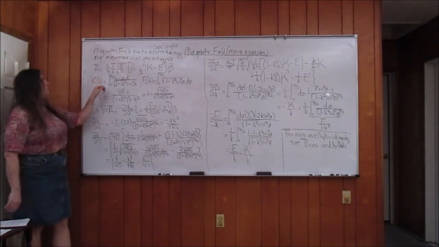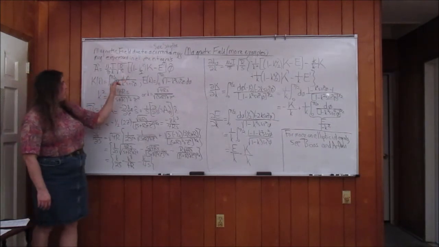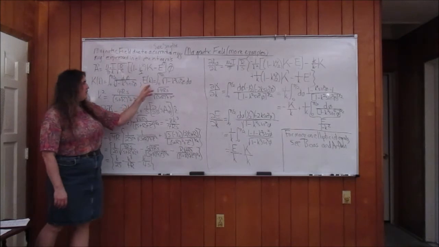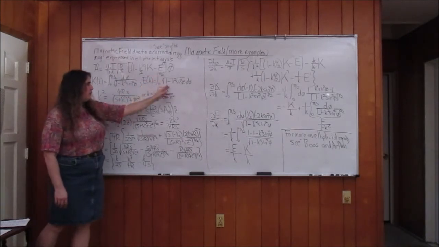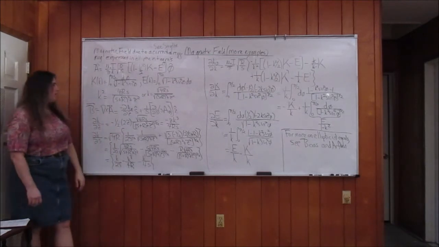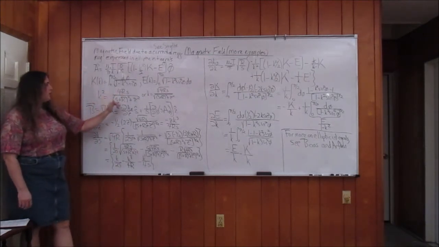Just as a reminder, this is the first elliptic integral, K, the integral from 0 to pi over 2 of d phi over the square root of 1 minus k squared sine squared phi. The second elliptic integral, E, is the integral from 0 to pi over 2 of the square root of 1 minus k squared sine squared phi. And k squared, little k squared, is 4rs over the quantity s plus r squared plus z squared.